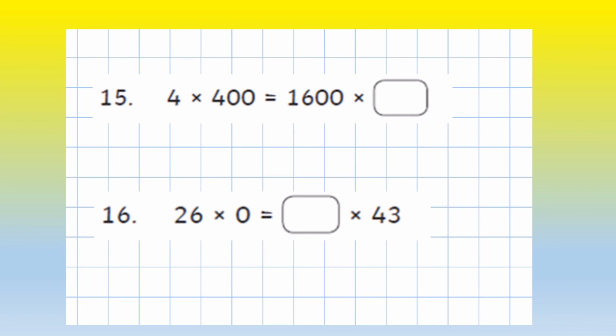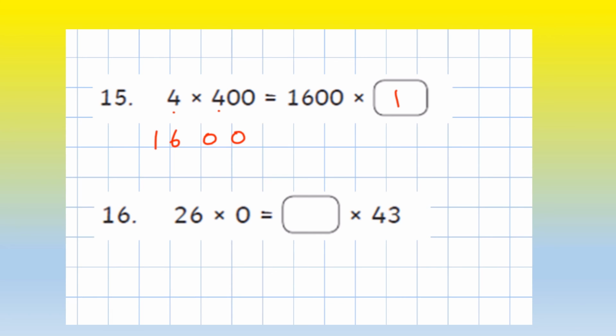Right, okay, well, 4 times 400, what's 4 times 4 is 16, with 2 zeros. Okay, that's 1,600. I've got 1,600 here, so if I've got 1,600 here already, I must be timesing that by itself, which is 1.